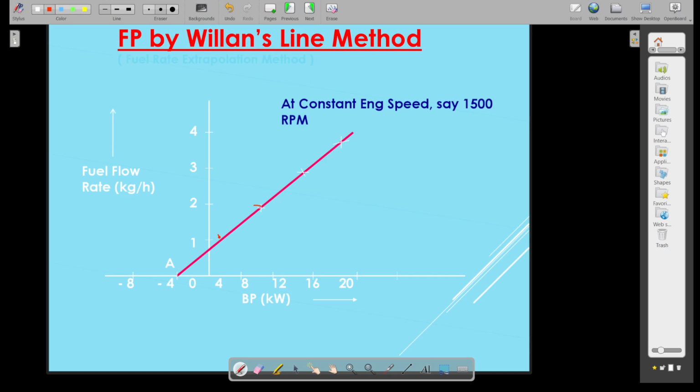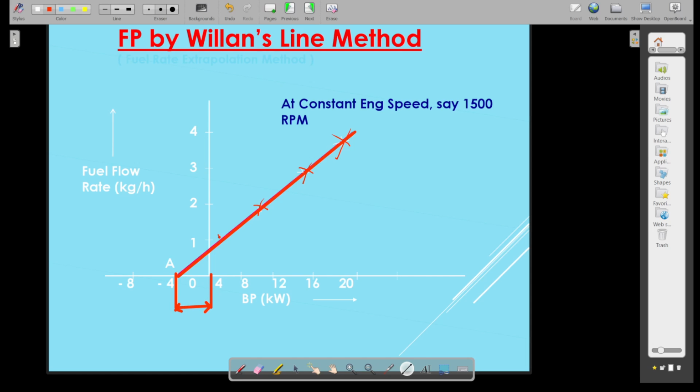यहाँ पे एक पॉइंट मिला मुझे, यहाँ पे मुझे एक पॉइंट मिला. ठीक है, so I get these points. So what I do next is that I extrapolate. I'm getting up to here only, so I extrapolate and go to the negative side of the x-axis, and whatever I get over here, this is the frictional power.